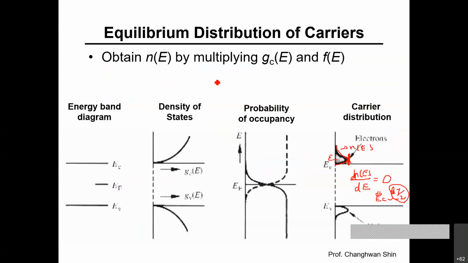Here the question is how to write down the analytical equation for N of E. N of E is G sub C times F of E. You can plug in each equation for each term, then you can do that. But that's not an easy job because of this term, 1 over 1 plus exponential of E minus EF over KT. That is not easy, so you should use the Boltzmann approximation.